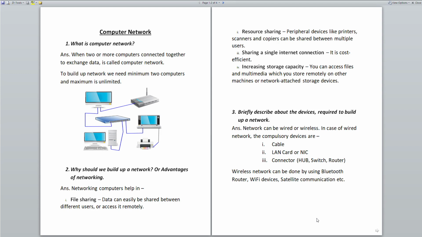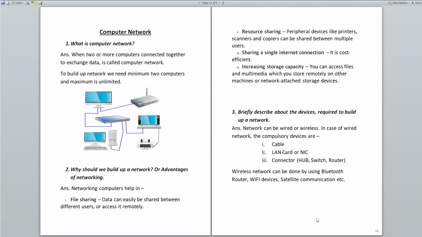In the offices, in the bank, in the school, in your computer lab, the network that you have seen is mostly a wired network. Wired network means computers are connected using cables. To build up a wired network, basically we need 3 things. I don't want to talk about the computer here. The other things that we need are a cable, a LAN card, which is called NIC, network interface card, and a connector to connect the computers. The connector could be a hub, a switch or a router.